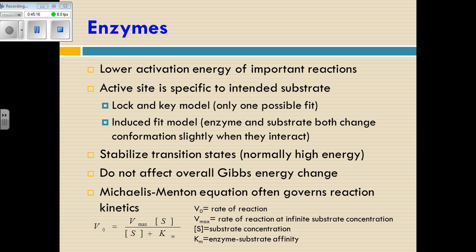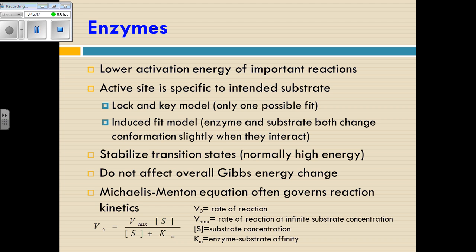So in an induced fit model, you can have a lot of different substrates that will all fit on the same enzyme. And that's more how we think things work in our body at this point. Okay. The main thing enzymes do to lower the activation energy is that they stabilize transition states. The transition state is that really high energy halfway point between what you started with and what you end up with. It's the reason that reaction diagrams have a hill.